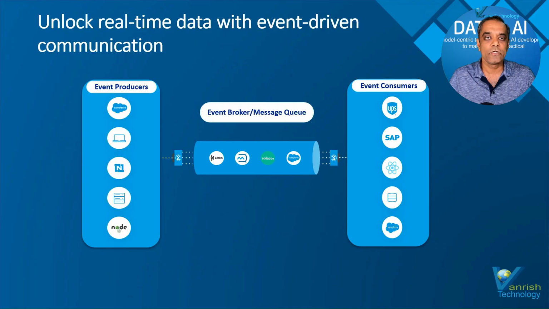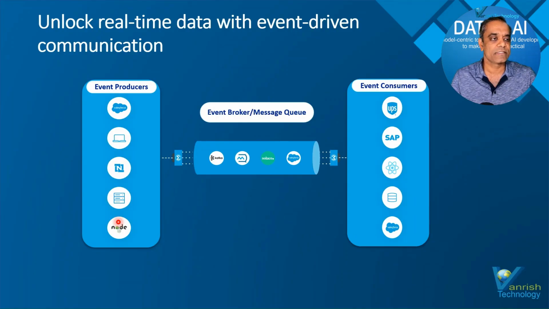So first, you need to understand what event-driven architecture is. Simply put, an event-driven architecture is an architecture that is built to process events. They typically leverage an event broker or a message queue, which serves as a middleman between the systems that generate the event and the systems that consume the event.